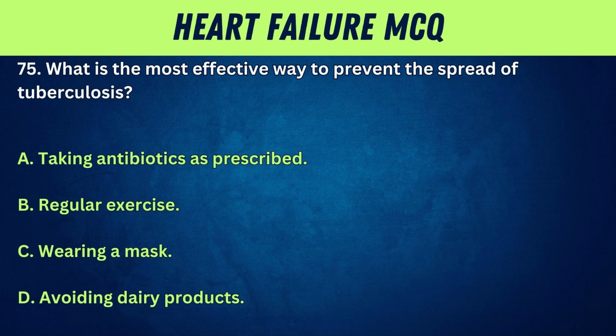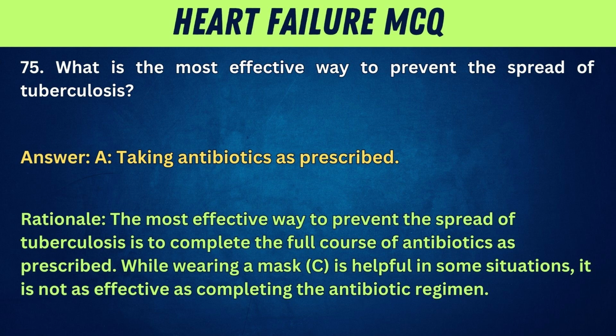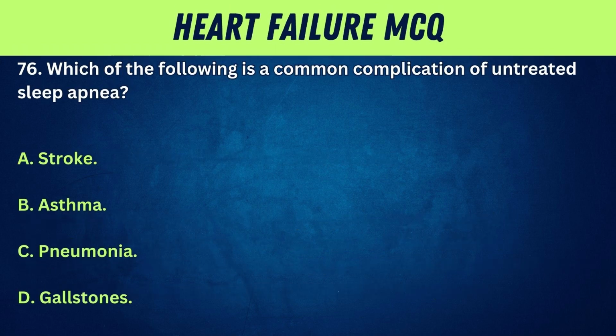D. Avoiding dairy products. Answer: A. Taking antibiotics as prescribed. Rationale: the most effective way to prevent the spread of tuberculosis is to complete the full course of antibiotics as prescribed. While wearing a mask, C, is helpful in some situations, it is not as effective as completing the antibiotic regimen.